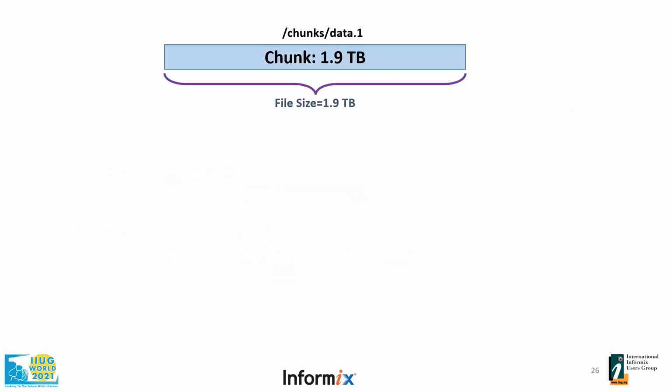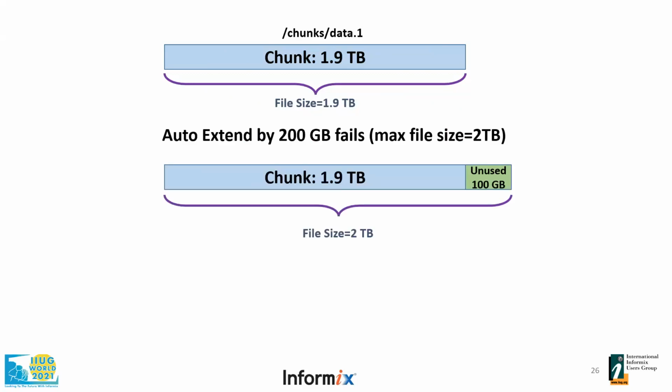So just to explain what I'm talking about here, we've got a case where I've got a chunk, it's 1.9 terabytes, sitting on a file system that's been configured with a maximum file size of 2 terabytes. So when this chunk of 1.9 terabytes tries to grow, for example, by 200 gig, Informix will quite happily start stretching out that file. It's not aware of the 2 terabyte limit, so it'll just start stretching that file out. It's going to get to 2 terabytes. The operating system is going to be like, whoa, hold on. You can't grow anymore, and that operation will fail.